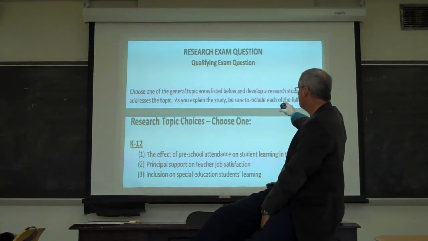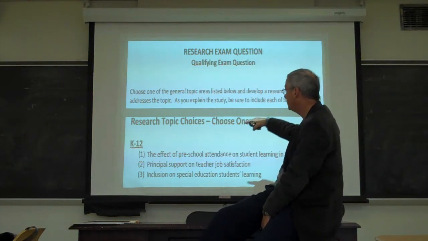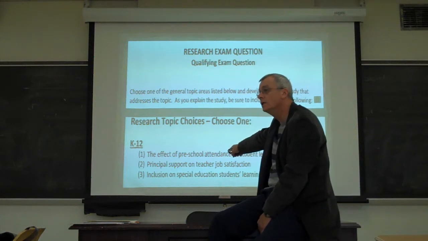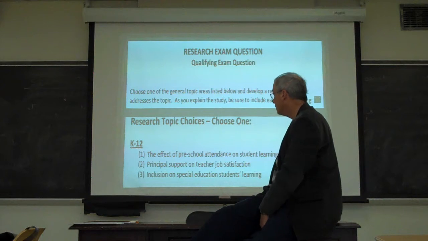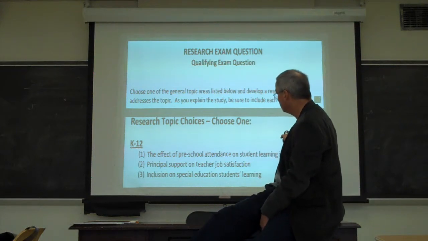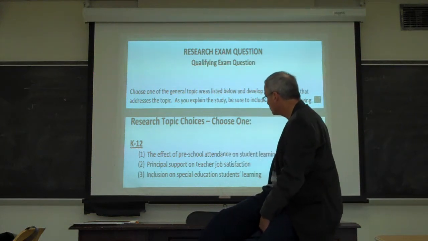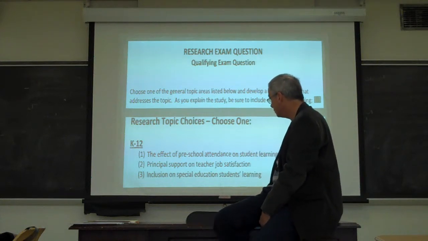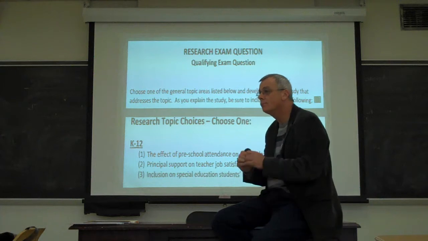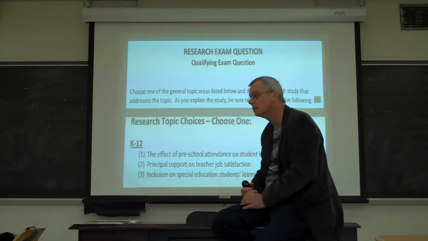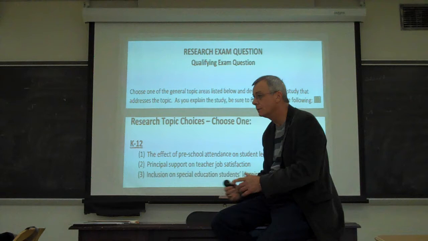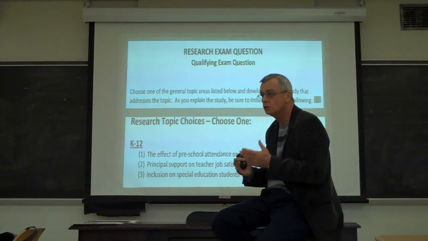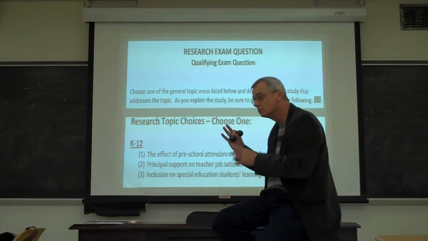As you explain the study, be sure to include each of the following, and I'll click on that in a minute. But these are typical topics that you'll get for the K-12. The effect of preschool attendance on student learning in the third grade, principal support on teacher job satisfaction, inclusion on special education students' learning. They're broad, general topics, but I have to tell you, they're really prompts.